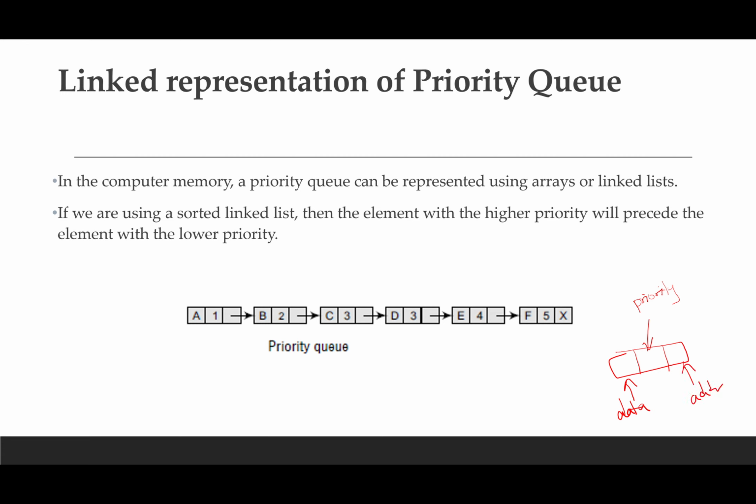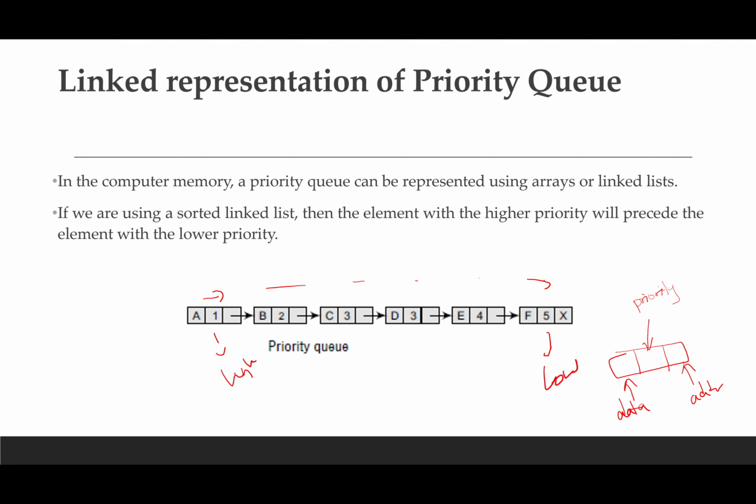If we are using the sorted linked list, then the element with the higher priority precedes the element with the lower priority. So the highest priority will be first, and the last will contain the lowest priority. A lower priority number means a higher priority.